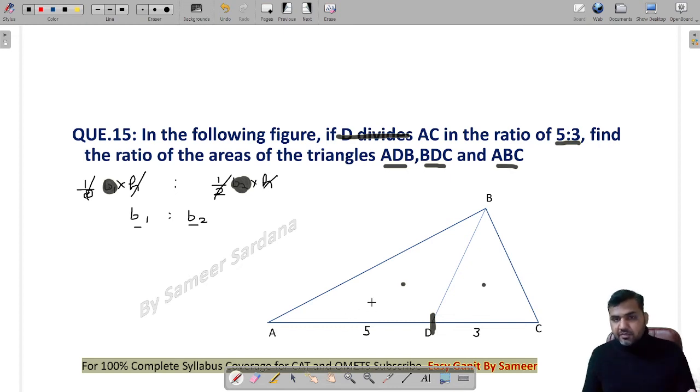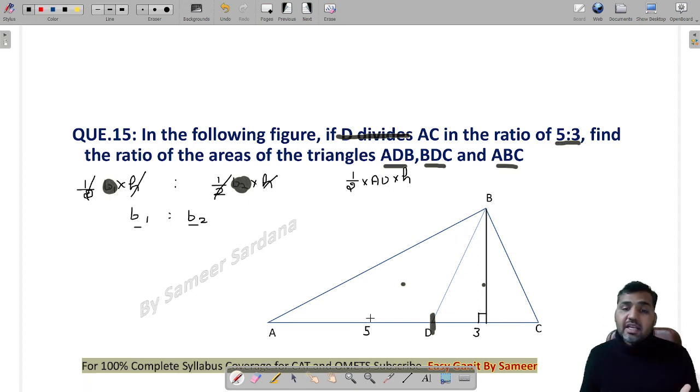The area of ADB would be half into base AD multiplied by the height. Now height, let's say, is h. Height is the perpendicular distance of the vertex from the base, right? Because the vertex is B for triangle ADB, the perpendicular distance on the base AD would be h. Similarly, the triangle BDC would be half into base DC. Height of this will also be h because it has the same vertex B. And the area of triangle ABC would be half into base AC multiplied by the height. Again, that height will still be h, right?